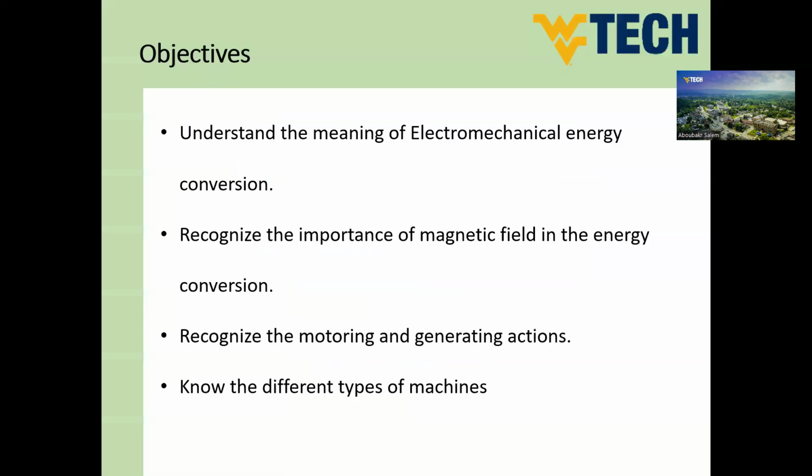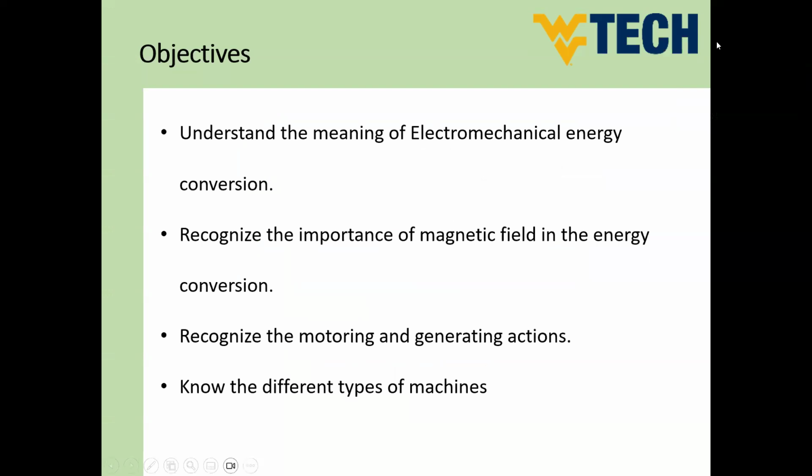So the objectives, as you can see: understand the meaning of electromechanical energy. So what is the concept of electromechanical energy conversion, and recognizing the importance of magnetic field in the energy conversion. So we have electrical energy and mechanical energy. What is the role of the magnetic field to make this kind of conversion between electrical to mechanical or mechanical to electrical? And recognize the motoring and generating actions of electrical machines, and knowing the different types of electrical machines that will be discussed in our class.